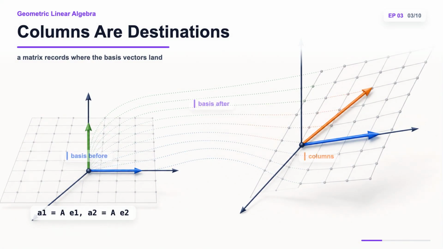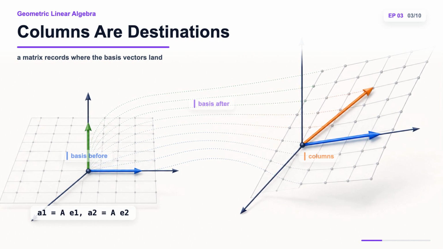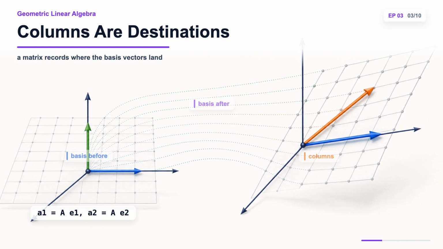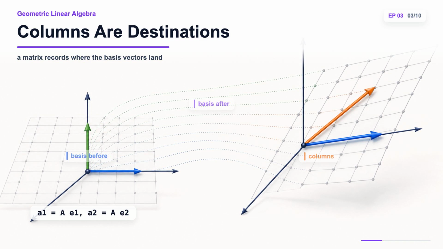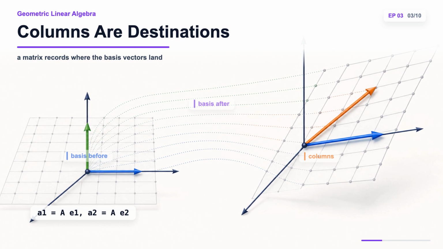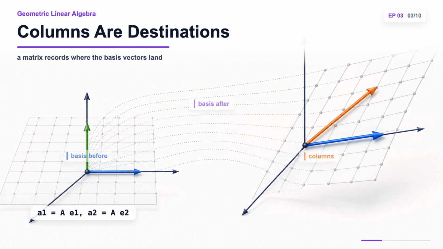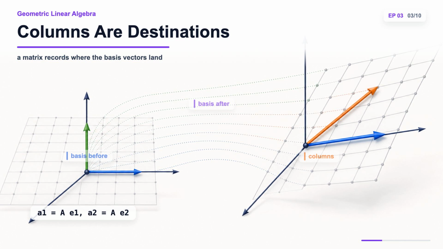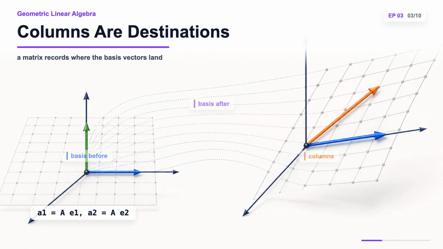Here is the key simplification. To understand a linear transformation on the whole plane, we only need to know where it sends the basis vectors. In the standard plane, the first basis vector points 1 unit to the right, and the second points 1 unit upward. After the transformation, those two basis arrows land somewhere else. The first column of the matrix is the new location of the first basis vector. The second column is the new location of the second basis vector. Once those destinations are known, the entire grid follows.